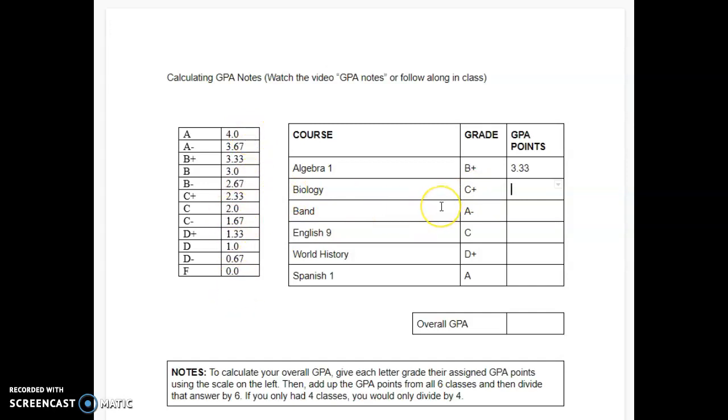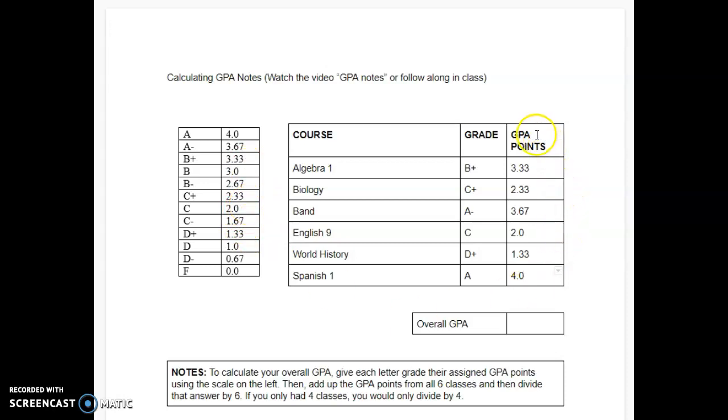C+ gets you 2.33. And if I want, I'll just add in all the grades really quick. A- is a 3.67. A C is a straight 2.0. You'll notice that the grades go 4.0 for an A, 3.0 for a B, 2.0 for a C, 1.0 for a D, and then an F is a 0.0. And then the minuses and pluses are just a little bit under or a little bit above. So a B is a 3, so a B+ is a 3.3. You'll notice the same pattern with the C's. A C is a 2, a C+ is a 2.33.